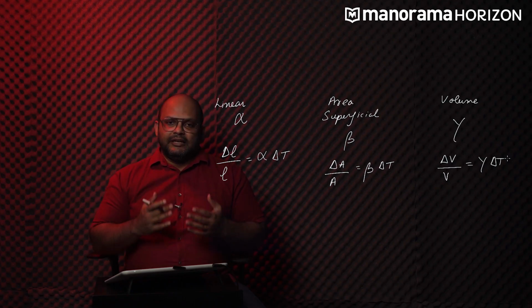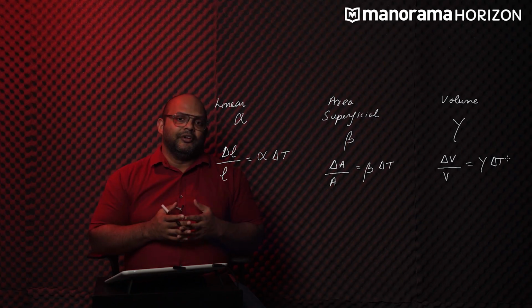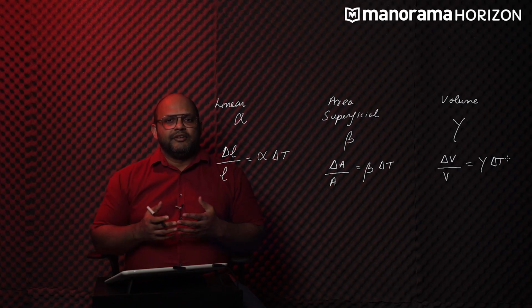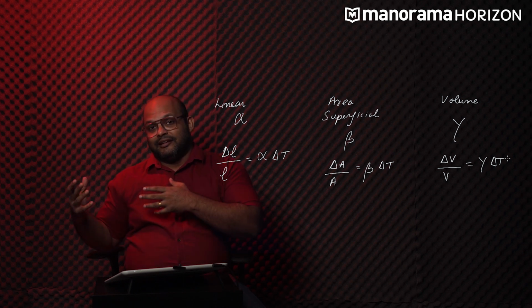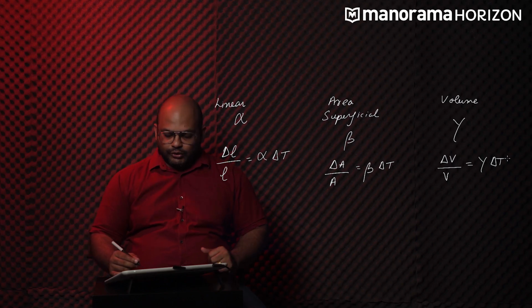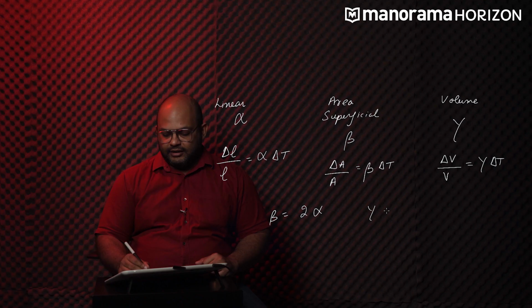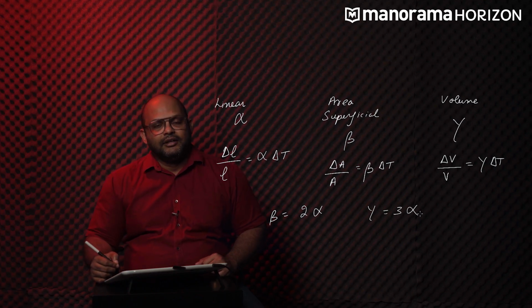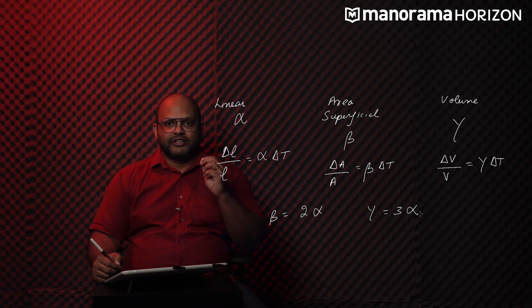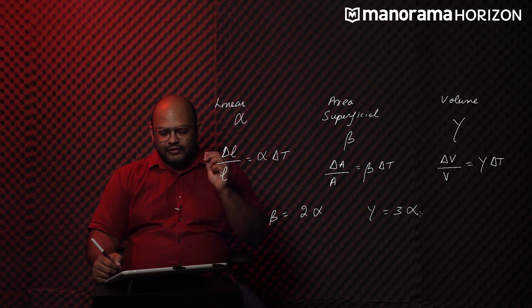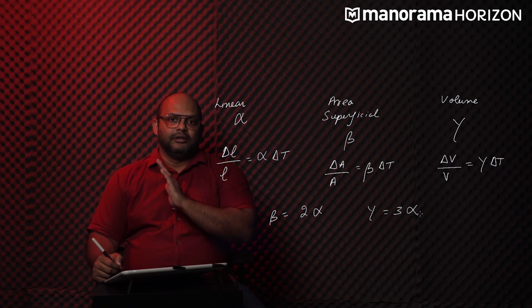Please remember, a material that expands more on being heated will also contract more when cooled, and conversely, a material which has a low coefficient of expansion will contract less when cooled and also expand less when heated. We can also show that beta is twice alpha and that gamma is equal to thrice alpha. So if we know the value of alpha, the linear coefficient of expansion for a given material, we can easily deduce the values of beta and gamma for that particular material.